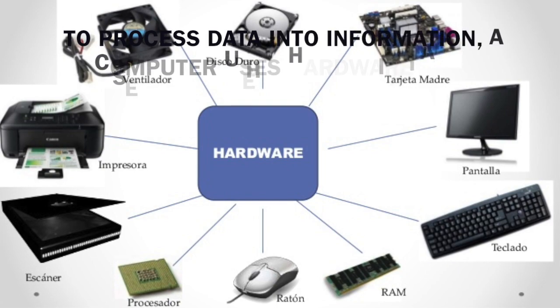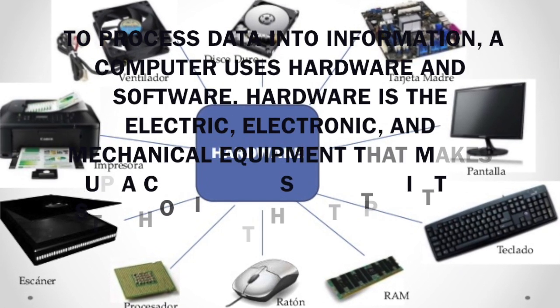The basic equipment of hardware and software in the field of audiovisual communication. A computer is an electronic machine operating under the control of instructions stored in its own memory that can accept data, manipulate the data according to specific rules, produce results, and store the results for future use. To process data into information, a computer uses hardware and software.